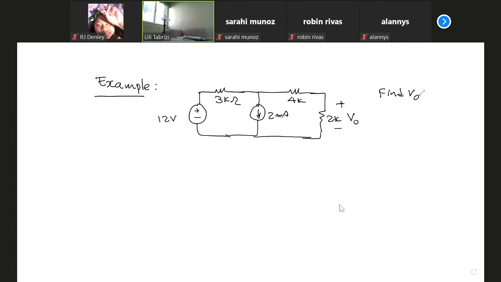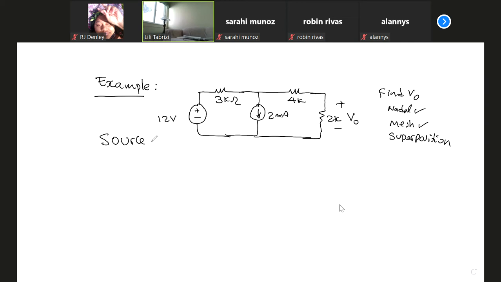You have many options. First of all, you cannot combine these two. You have the nodal option, you have mesh, you have superposition. You have KVL, KCL, which is not a wise thing to do. But let's apply source transformation.